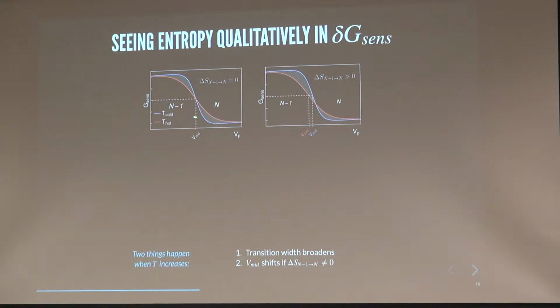Now, in reality, these shifts are tiny. And so it's very hard to take a curve, let's say cold, and take another curve warm, and look at the difference between those two curves.